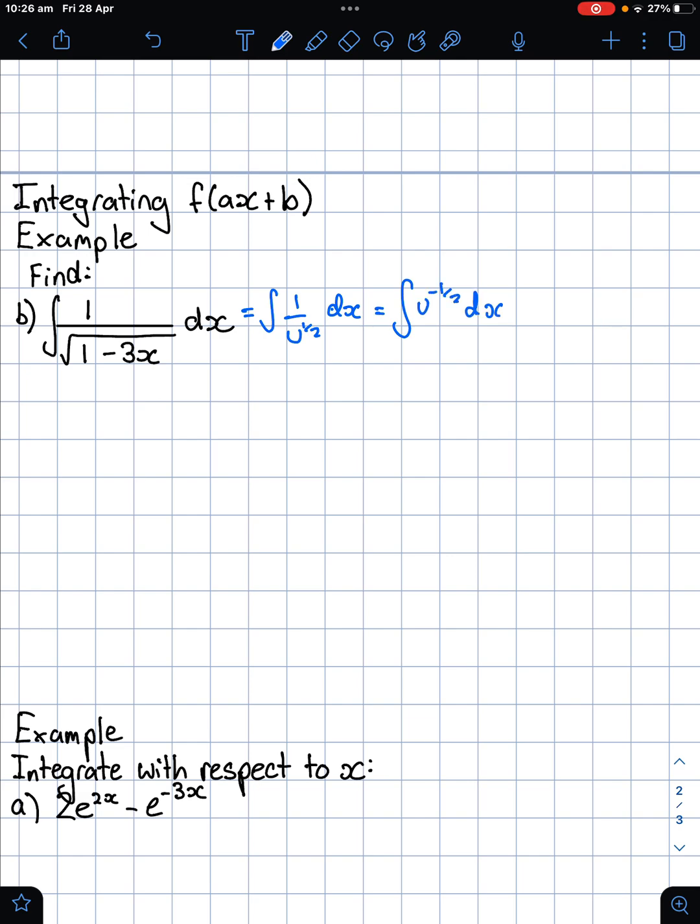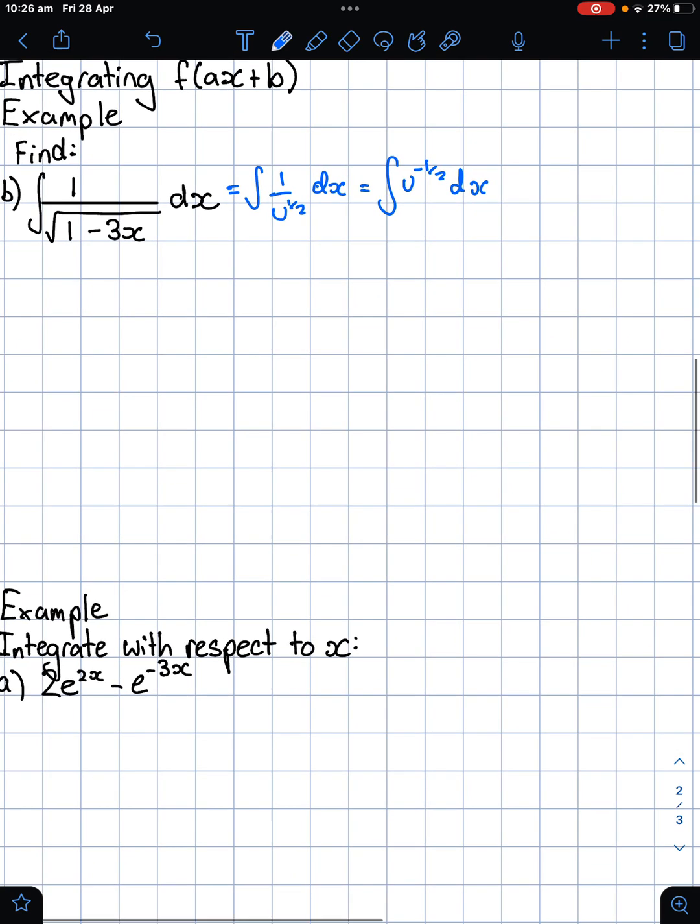Now, that looks like something I could take the derivative of. So what I need to consider is how I'm going to get it to the form du/dx. So I've got to find out what my derivative du/dx would be. And at the moment, we've got u equals 1 minus 3x. So the derivative of u with respect to x would just be -3.